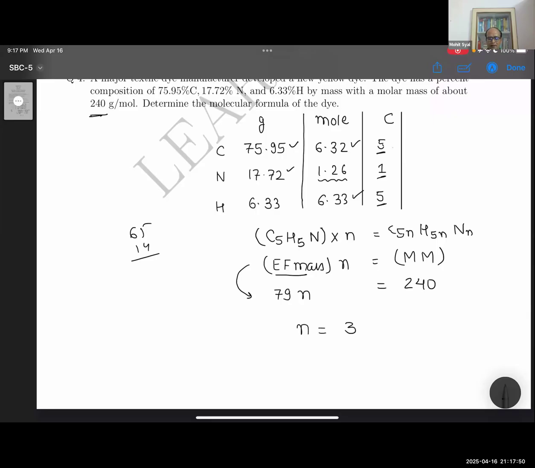It is approximately 3, because actually you are not getting a whole number. But if you figure it out, 80 into 3 is 240, it is very close to 80. So you need to round off to get the actual answer. So it is 3. The empirical formula is C5H5N, and the actual formula is C15H15N3, that is 5 into 3, and nitrogen is 3.